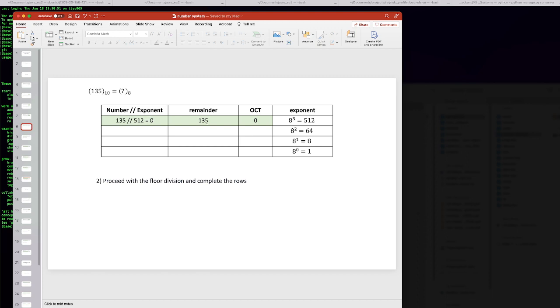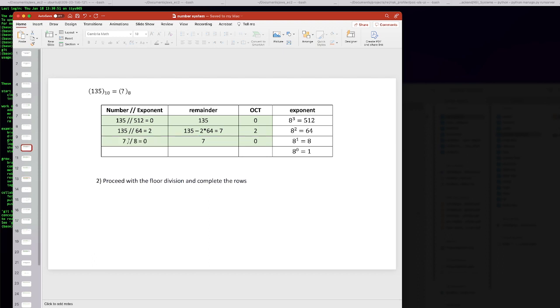Remainder is 135, and whatever the result of this division is, we put it in the octal cell. And then next step is now the remainder goes to the next row, and we divide this remainder by 64, which is this exponent, and the result is 2. So we put this 2 in the octal column, and we calculate the remainder, which is 7. So this 7 goes to the next row.